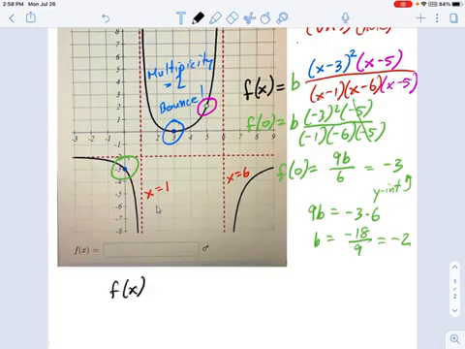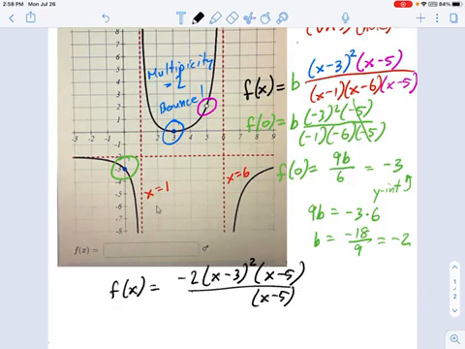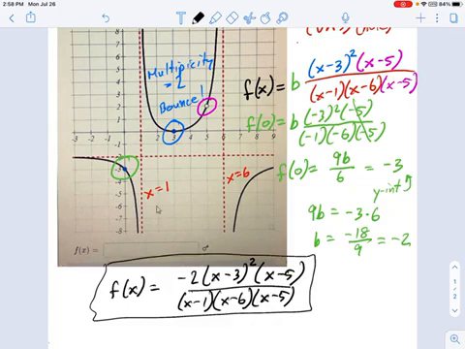f of x equals negative 2, my scaling factor, times x minus 3 squared, that was the x-intercept, which bounced because it had a multiplicity of 2. x minus 5 is part of the hole, and you see that x minus 5 on the bottom as well. And we have x minus 1 and x minus 6. Okay, that's your full equation, and hopefully you can see where all those pieces came from as we were doing this.